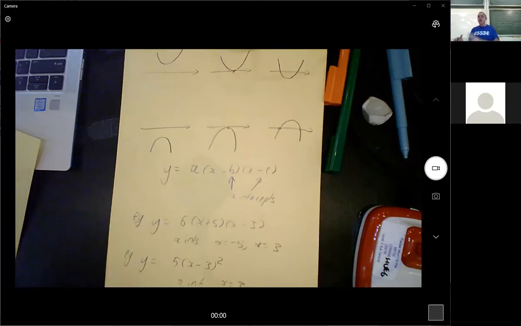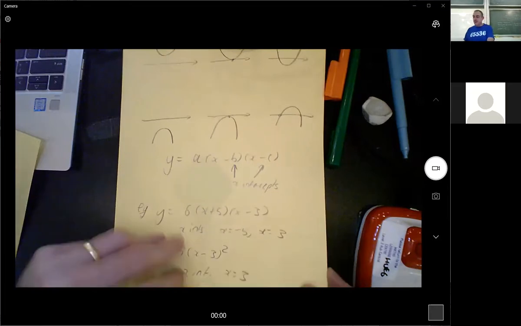So the quickest way to find x-intercepts, well, let me just step back a bit. So x-intercepts of any function of any kind happen when the y is equal to 0.